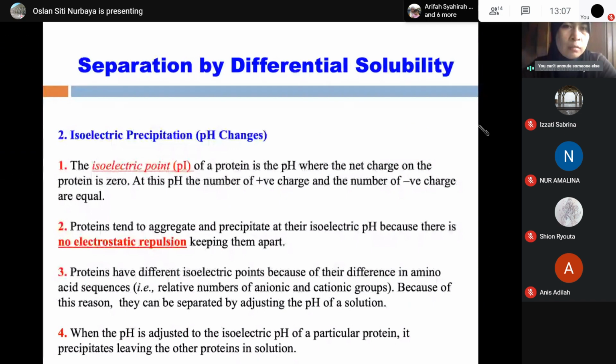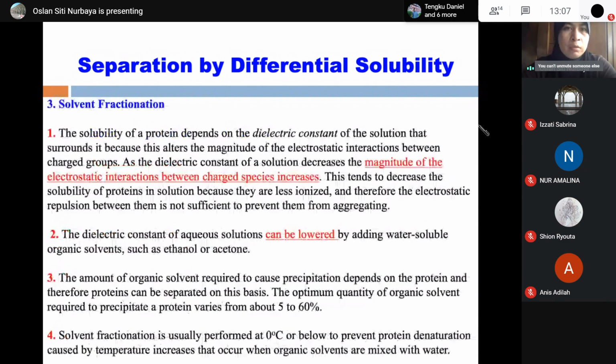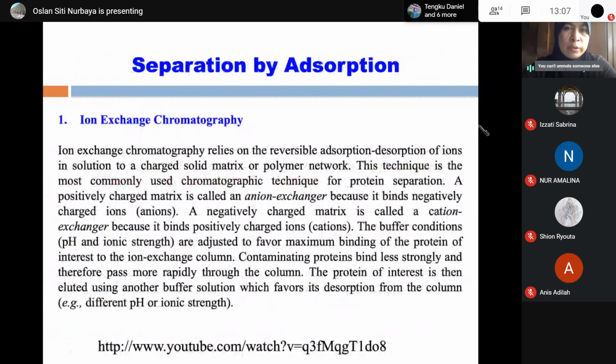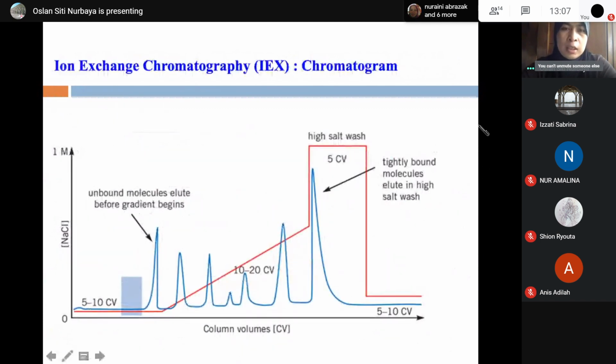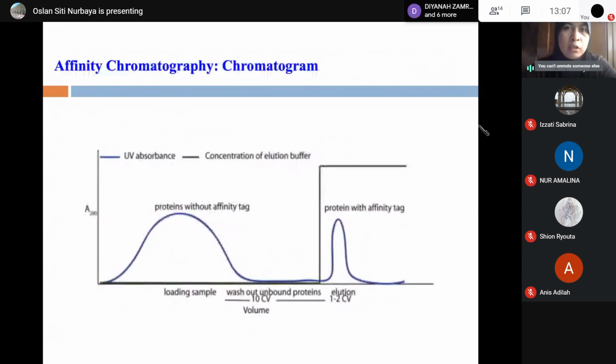We have discussed this: if we increase the pH, the protein will be deprotonated, and if we decrease the pH, to a lower pH, the protein will be protonated. Solvent fraction can be lowered. Ion exchange chromatography we have also discussed, the CV and everything, the washing. Affinity chromatography we have done.